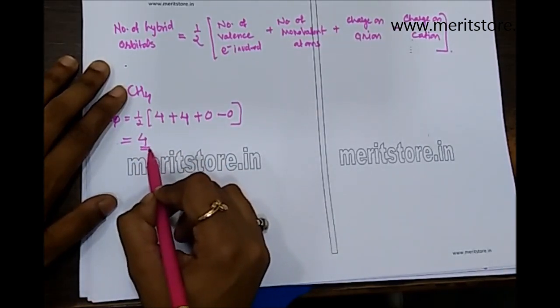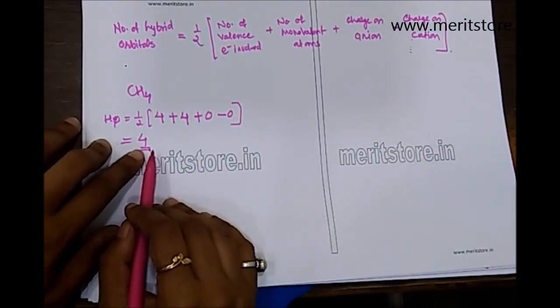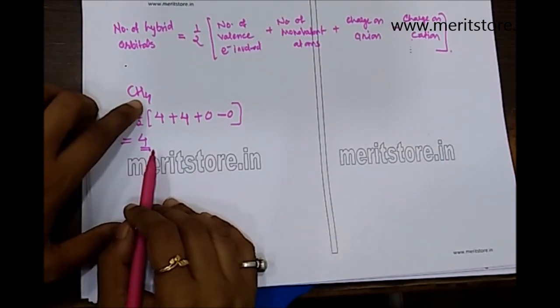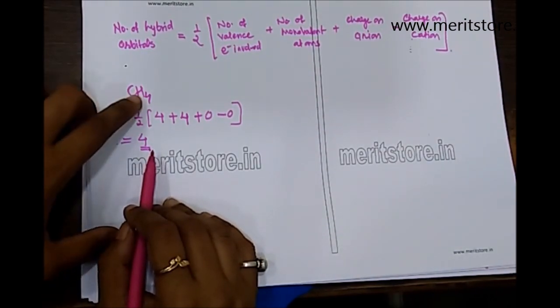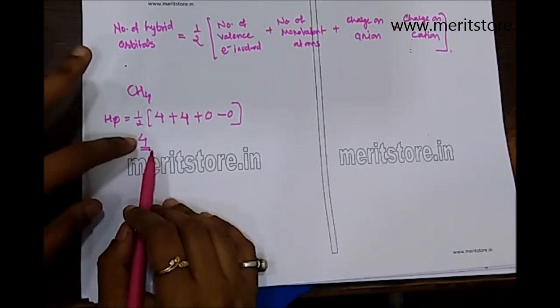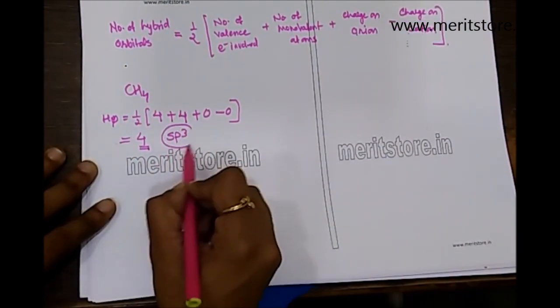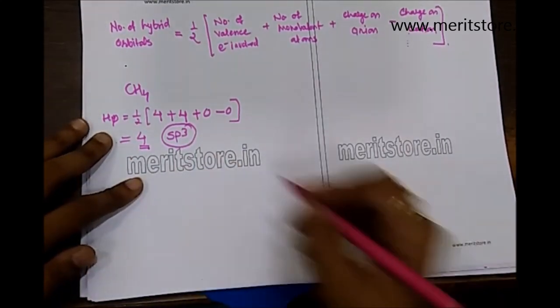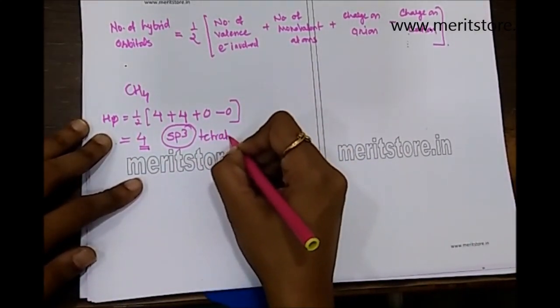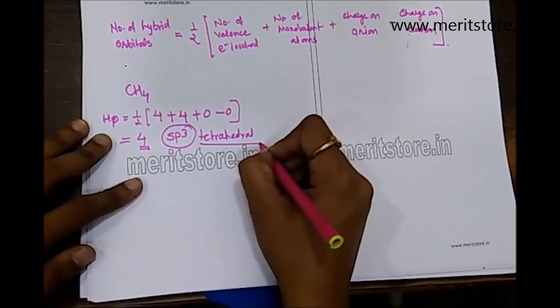The answer is 4. Now check whether the number of hybrid orbitals is matching with the number of atoms or not. If it is matching, there is no lone pair. So it is simple 4 hybrid orbitals. Definitely it's sp3 hybridization with no lone pair, and that's why we are expecting the geometry of the molecule has to be tetrahedral.